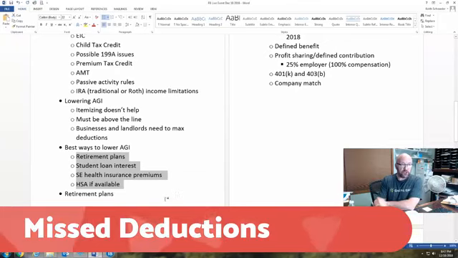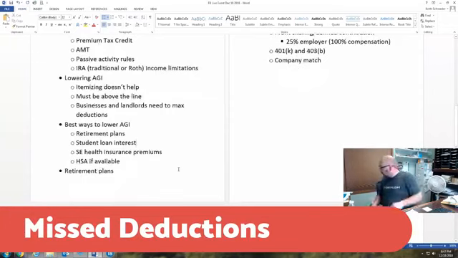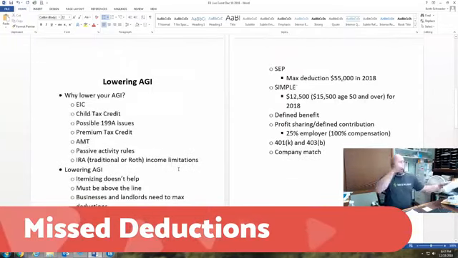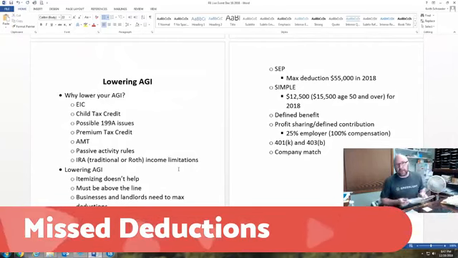By the way, a lot of these are adjustments to income. The retirement plans are above the line. That's good. HSAs, if available, or if you have self-employment health insurance premiums, that also would come into play. Retirement plans: now, I'm dealing with last year and the upcoming year, so I have to keep looking at my charts as I'm telling people. But we can get, it used to be $54,000. It's now up to $55,000.